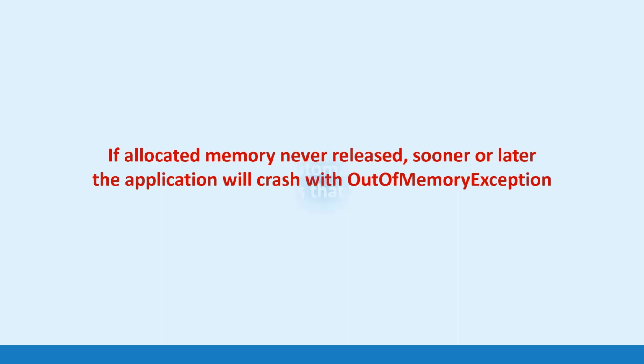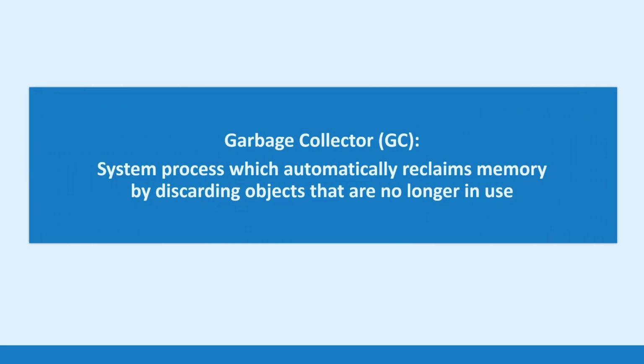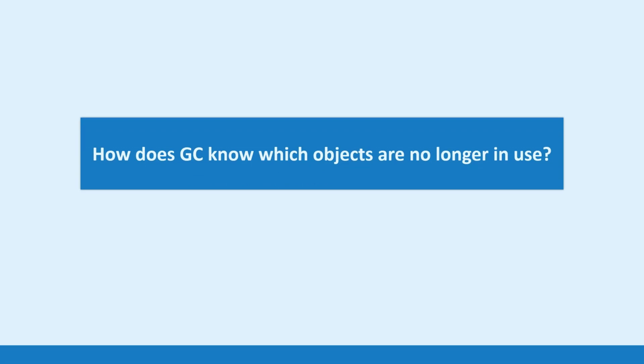Very generally speaking, the garbage collector is a system process which automatically reclaims memory by discarding objects that are no longer in use. So the key point here is that it works automatically and that it reclaims memory from objects that are no longer in use. And this description immediately raises another question, which is how does the garbage collector know which objects are no longer in use? Well, I am glad you asked.